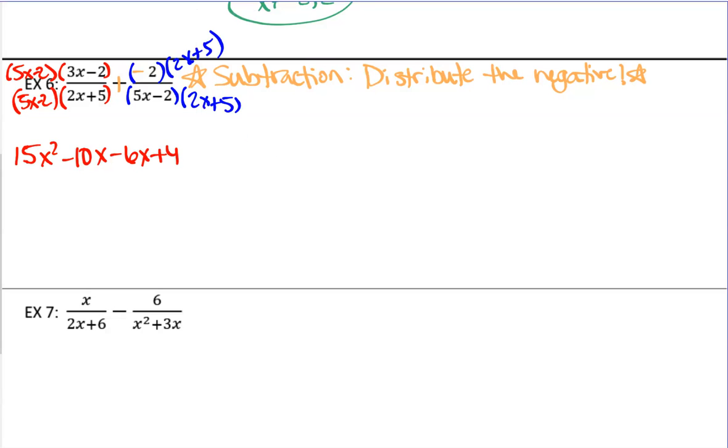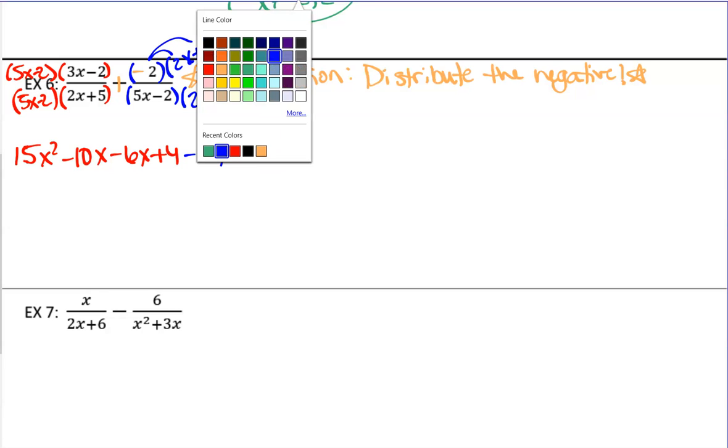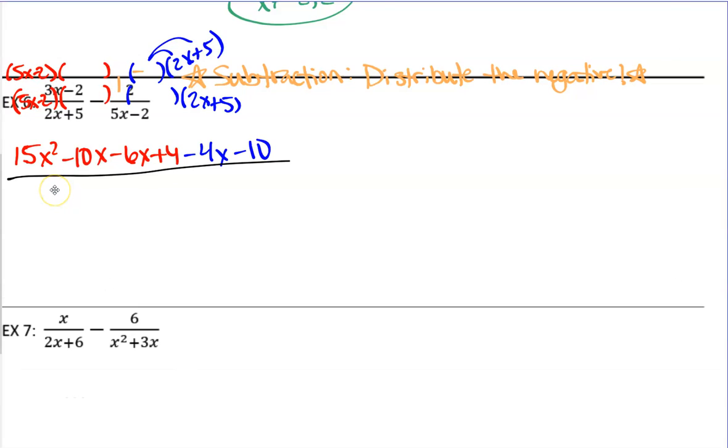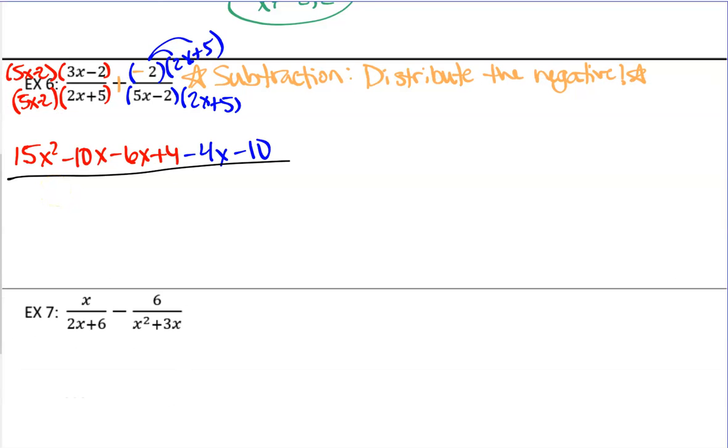All right, I'm going to distribute the other side. So remember, this is now negative 2 times 2x, which is going to give me a negative 4x. And then negative 2 times 5, which gives me negative 10. All over our common denominator. Whoop, don't know what just happened, sorry. All over our common denominator, which is going to be 5x minus 2 and, oops, I'm sorry, 2x plus 5.